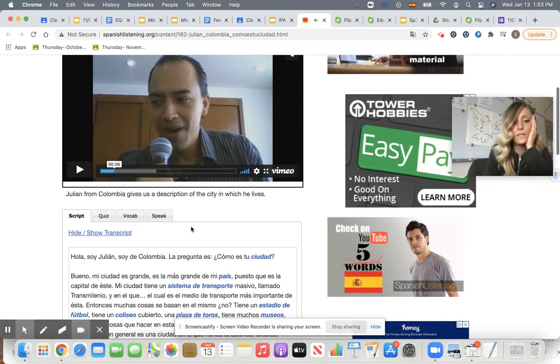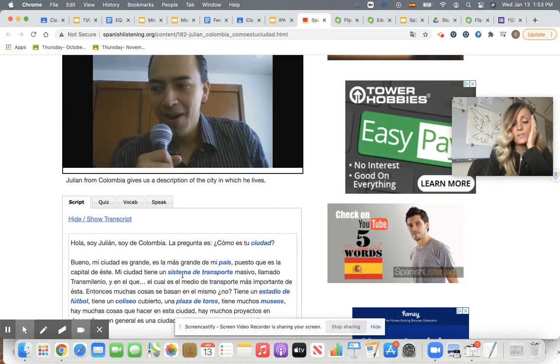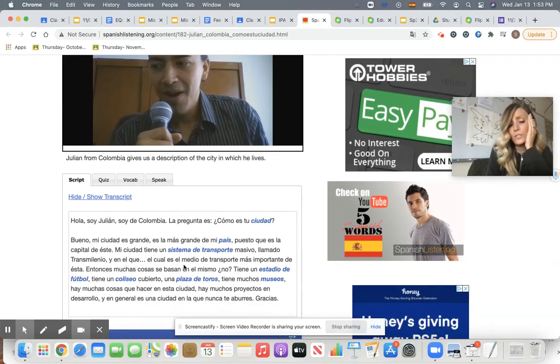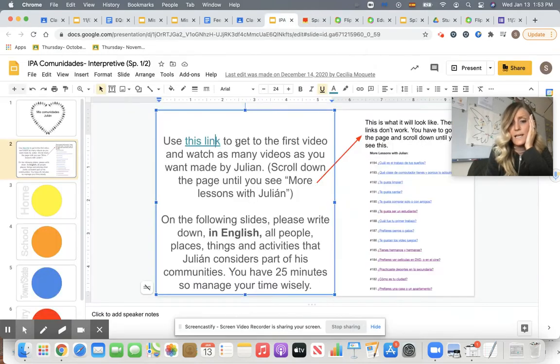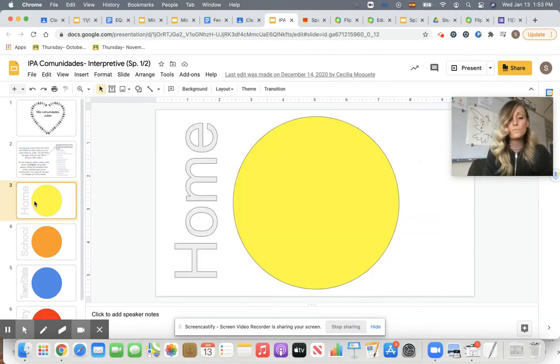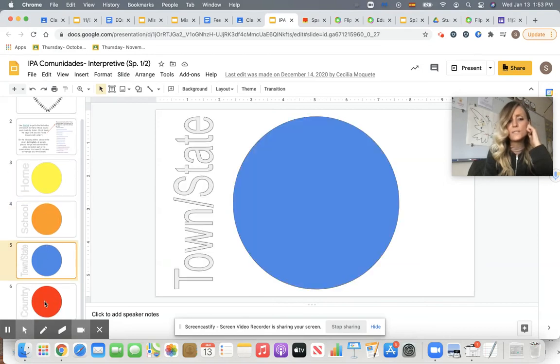So I can listen to Julian, and there's also the transcript of what he said right here. So I can read. It's still interpretive whether I'm listening or I'm reading. And so the idea behind that is then students go back to these circles, which they've been used to since day one, and they're able to show us in English, because this is interpretive, what did Julian say about his home? What did he say about school, town, state, and country?